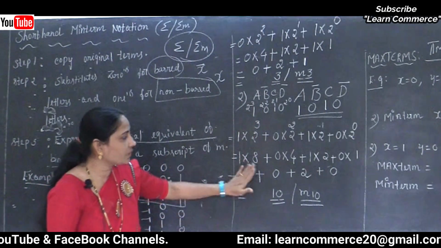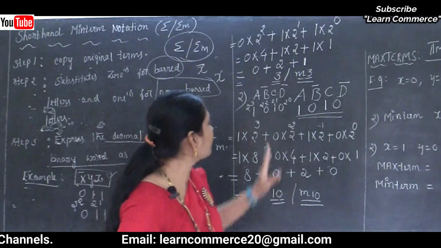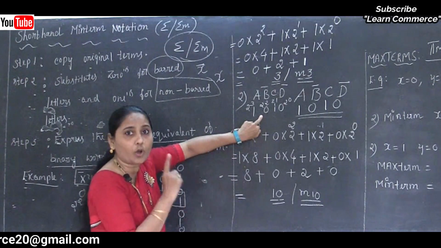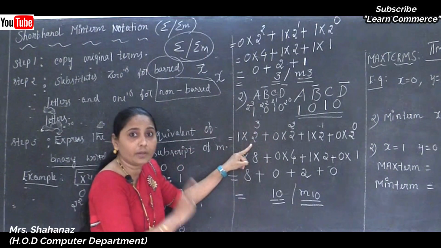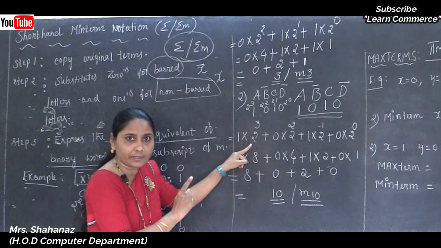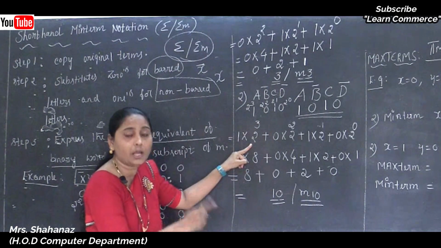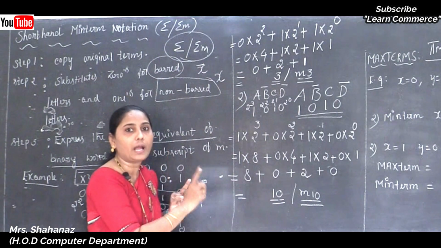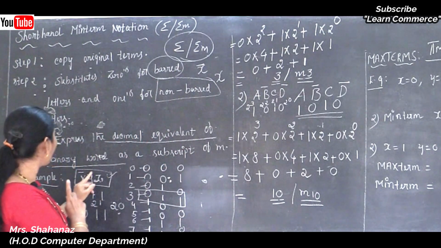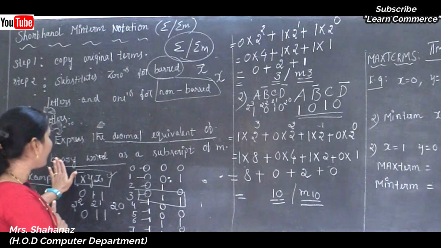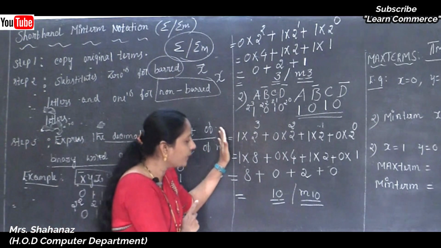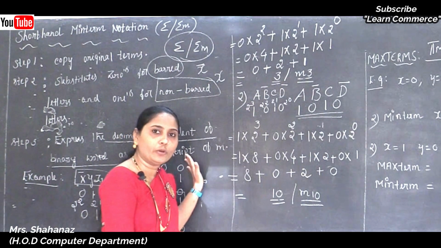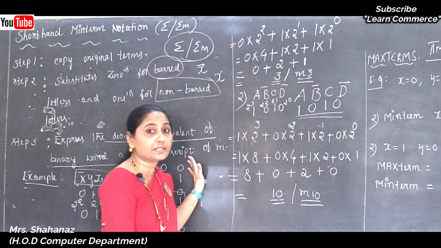So clear this point. This is about our shorthand Minterm. First step is to copy the original terms. Second, substitute zeros for barred letters and ones for non-barred letters. Third step is to express the decimal equivalent of the binary word as a subscript of M, that is equal to M10. In our first example, the result is 3, and we know how we find out whether the result is true or false here.